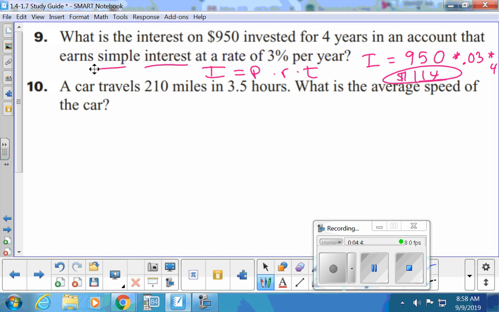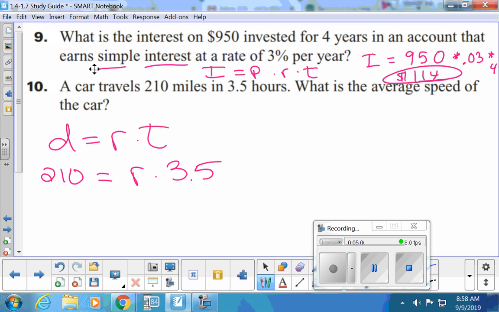Alrighty, let's try number 10. Who knows what formula I should use for number 10 from the board? Anthony? Distance equals rate times time. Very good. We know our distance that we're traveling is 210. We don't know the rate. That's what we're trying to solve for. But we know the time traveled is 3.5.